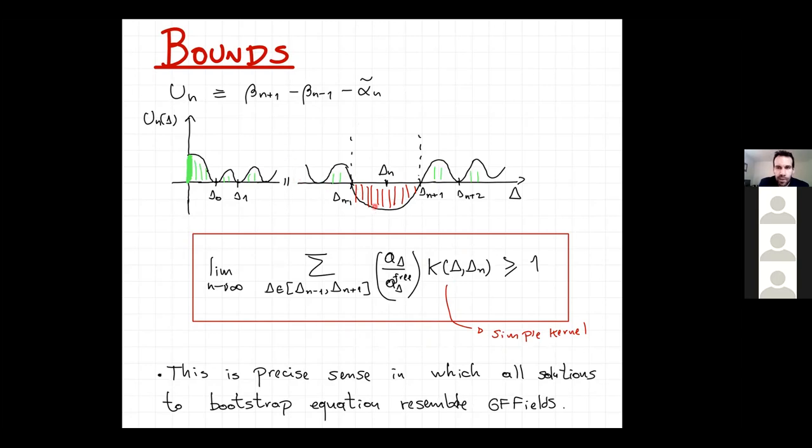So just sine squared times some poles. I see. More questions? Okay. Thank you.